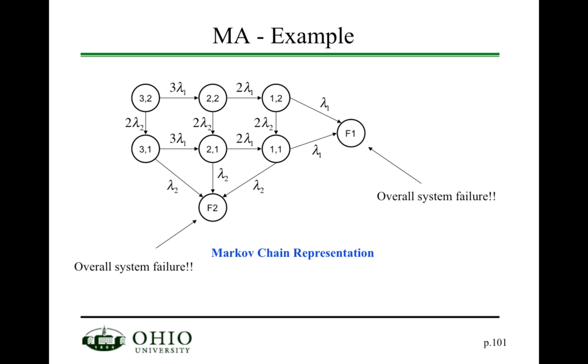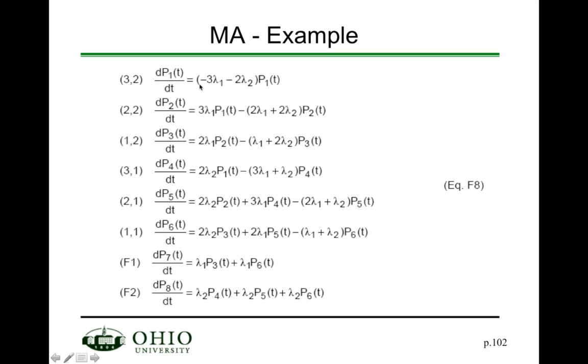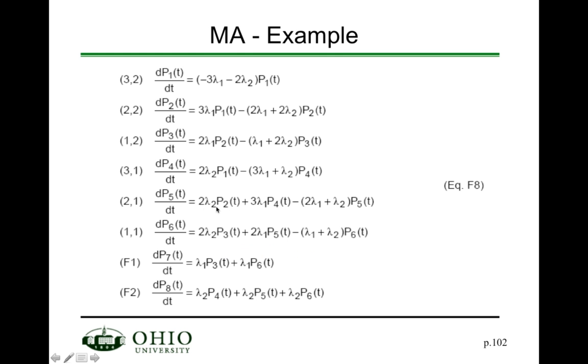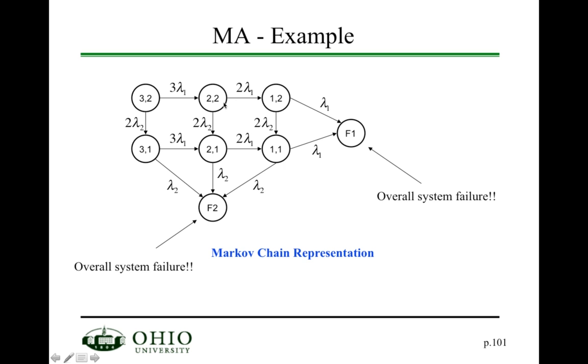Now, for this one as well, you can write down the differential equations. To give an example, if you look at 2, 1, you're first going to say, okay, what are my incoming arrows? So I have 2 times lambda 2 times the probability that I was in this state.